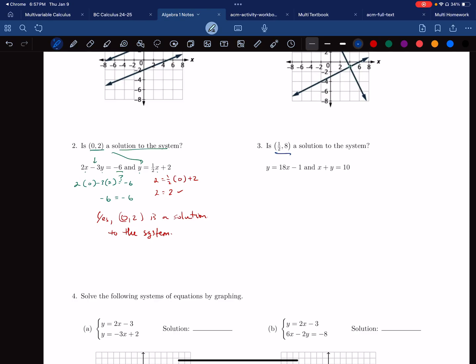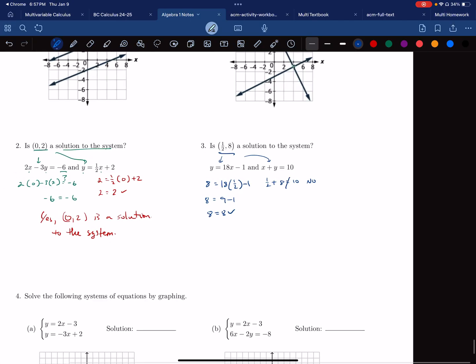Next, we're going to check 1/2 comma 8. I'm going to plug in 8 here: 18 times 1/2 minus 1. Well, 8 is equal to 18 times 1/2, which is 9, minus 1. So 8 is equal to 8. That checks out for this line. Now we need to check it for that line. Is 1/2 plus 8 equal to 10? No, it's not. 8.5 does not equal 10. So no, 1/2 comma 8 is not a solution to the system. There you go.